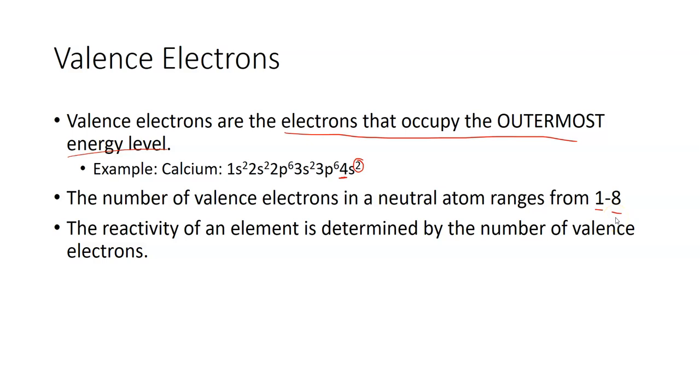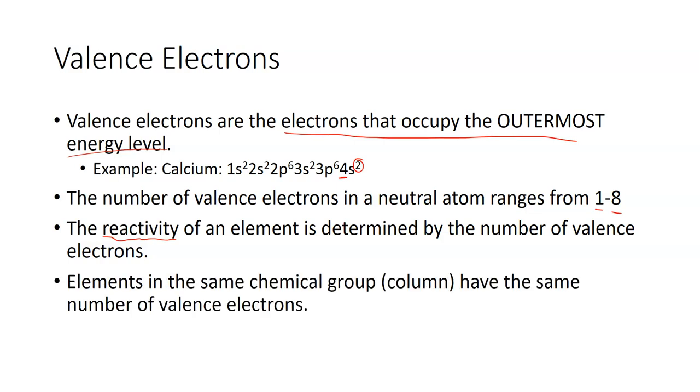Now, the reason we care about these valence electrons is the reactivity of an element. What an element will react with is determined by how many valence electrons it has. And as we learned a little while ago, if elements are in the same chemical group, or column on the periodic table, they tend to be similar in terms of the way they behave chemically. And that is in fact because they have the same number of valence electrons, being in the same group.